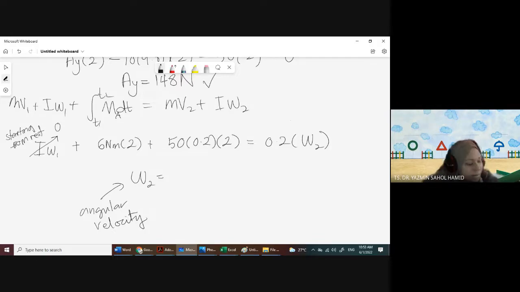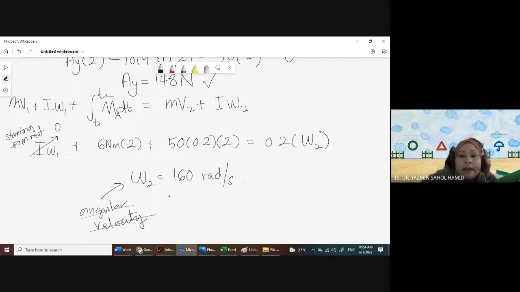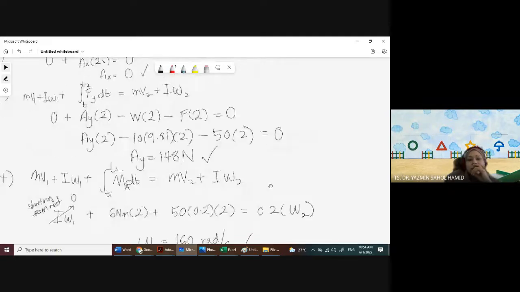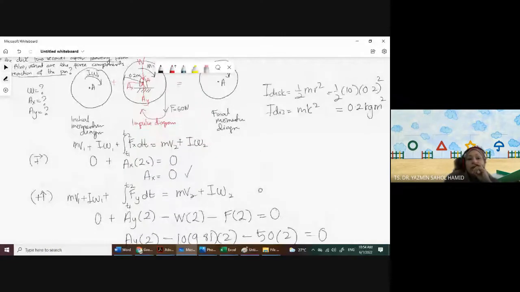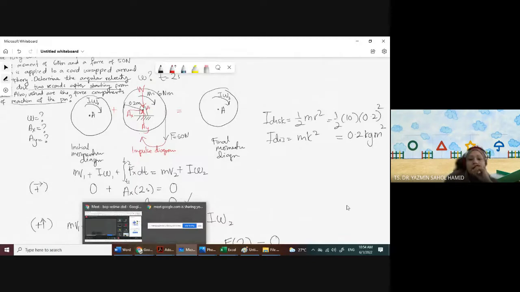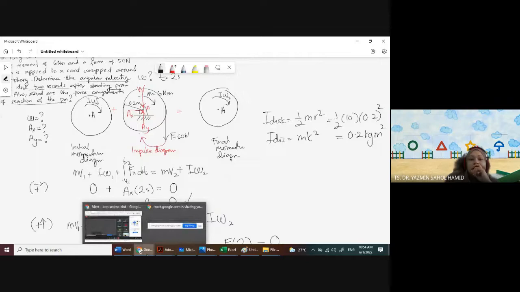Satu enam kosong. Okay, apa unit dia, my dear? Unit angular velocity apa? Radian per second. Good. Betul. Okay. Alright. So, itu saja untuk topik impulse and momentum. Tapi ada banyak jenis example yang berbeza yang I nak you all cuba lah. Okay. Yang berkaitan dengan soalan jenis yang rigid body ni lah.